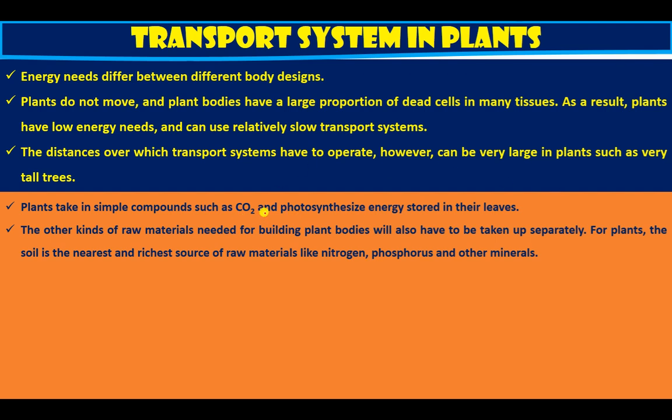But apart from carbon dioxide, the plants require several other raw materials. Some of them might be present in the soil, right? So for plants, the soil is the nearest and richest source of raw materials like nitrogen, phosphorus and other minerals. We have studied this in autotrophic nutrition also, that plants require other raw materials like nitrogen, phosphorus, etc. Now this nitrogen, phosphorus, etc. will be taken up by the roots.